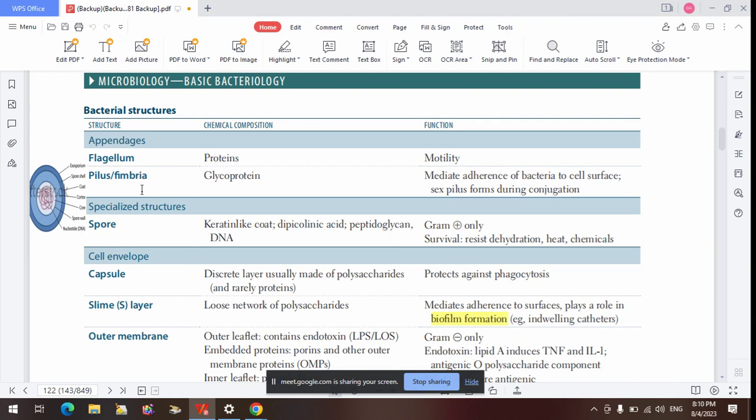And what's the function of the pili? For sexual conjugation, allowing for transfer of genetic material. What's the function of the fimbriae? Attachment to surfaces. An example of the one I gave is E. coli causing UTI, because with the fimbriae, E. coli can attach to the epithelial cells lining the genitourinary system, causing UTI.